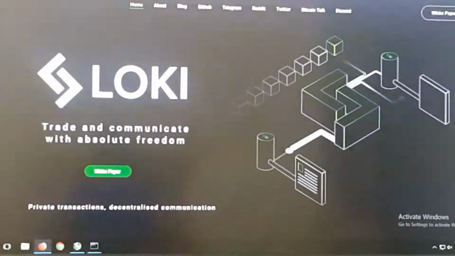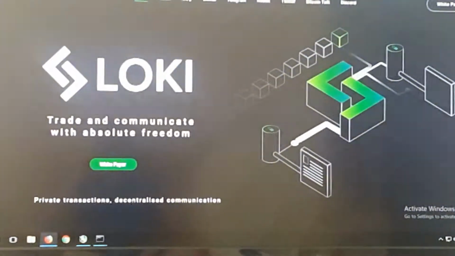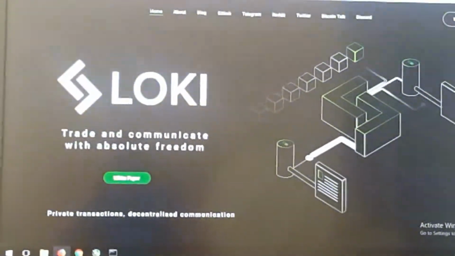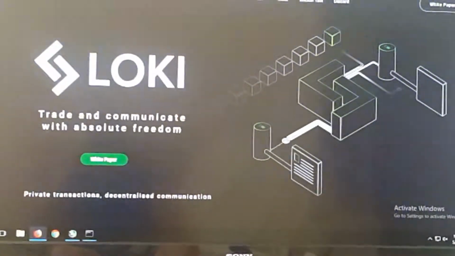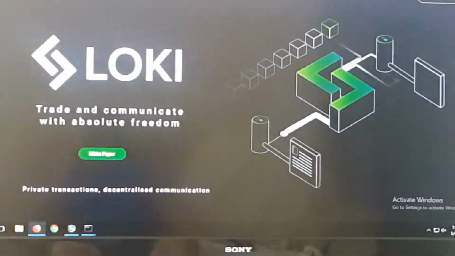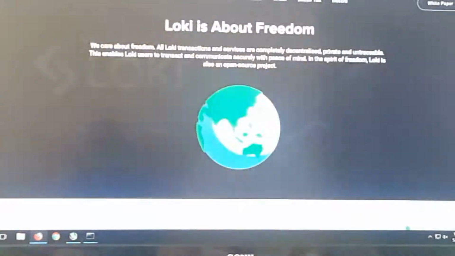Hey guys, so today I'm going to be talking about Loki coin. It's a newer coin, it's been out for a couple months, but it's just been mineable since May 3rd, 2018, so only a day so far. So let me tell you a little bit about Loki first.